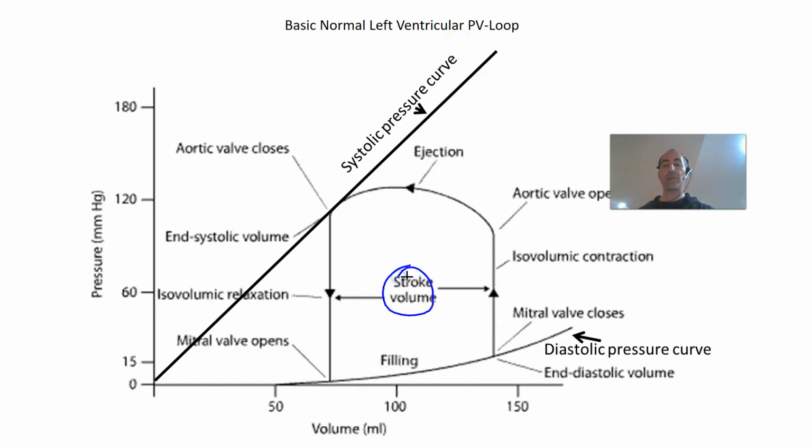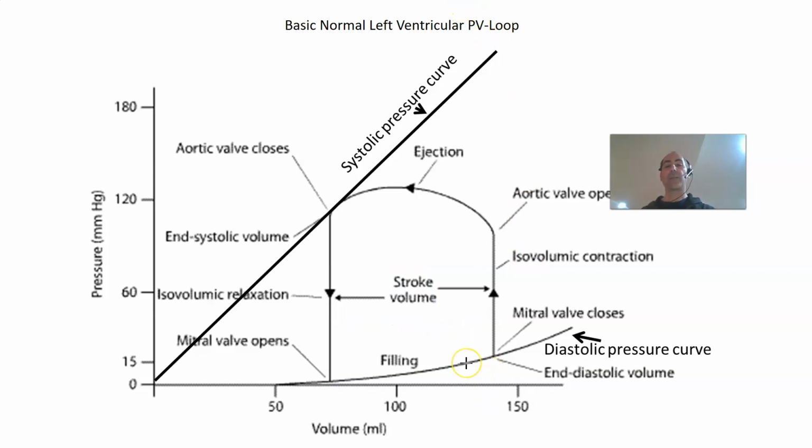is stroke volume. Stroke volume is the amount of fluid, in this case blood, that is ejected from a chamber, in this case the left ventricle, per stroke. It's called the stroke volume. That is the difference between end diastolic volume and end systolic volume, which in this example ends up being about 65 mils of blood.